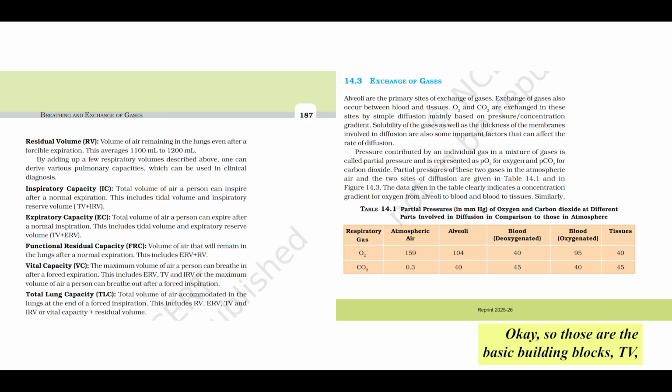Okay, so those are the basic building blocks, TV, IRV, ERV, and RV. What about the capacities then? Are they just combinations? Precisely. The pulmonary capacities are derived by adding two or more of the basic volumes together. They give a broader picture of lung function and are very commonly used in clinical settings.